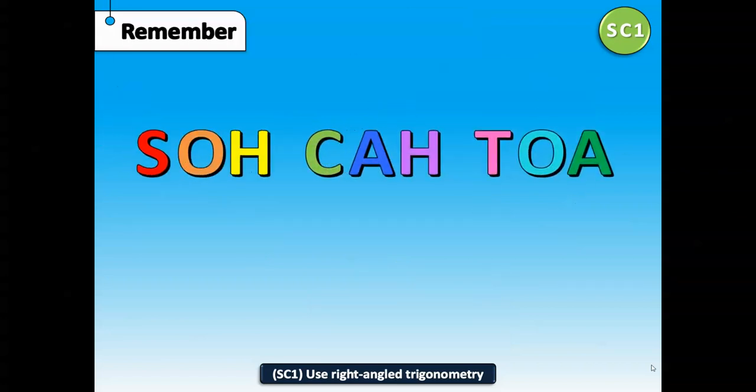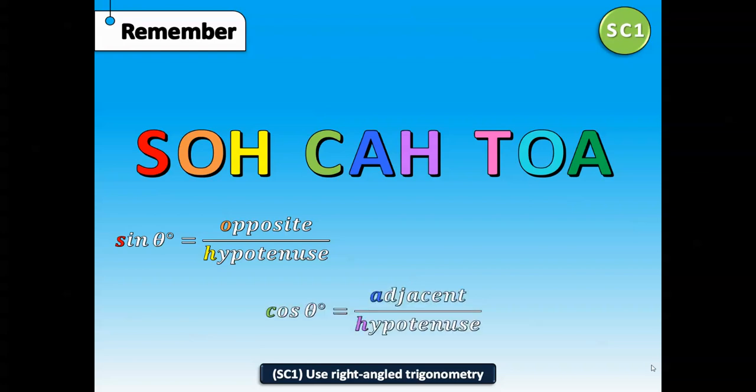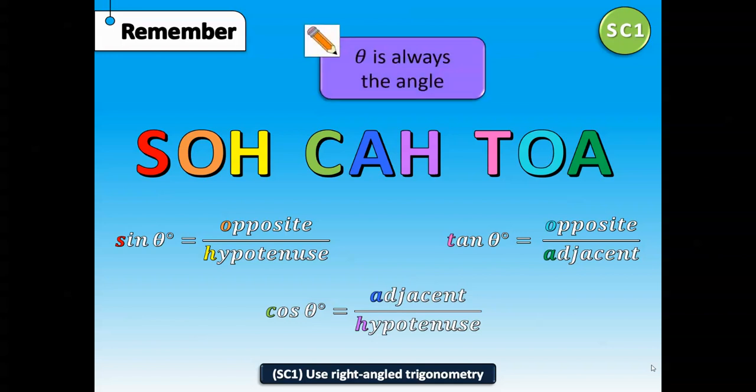We also need to remember SOHCAHTOA. So sine theta is the opposite over the hypotenuse. Cos theta is the adjacent over the hypotenuse. And tan theta is the opposite over the adjacent. And theta is always the angle.